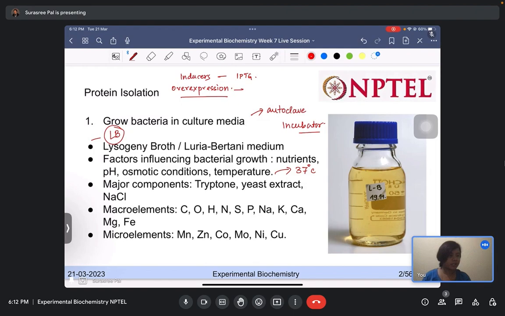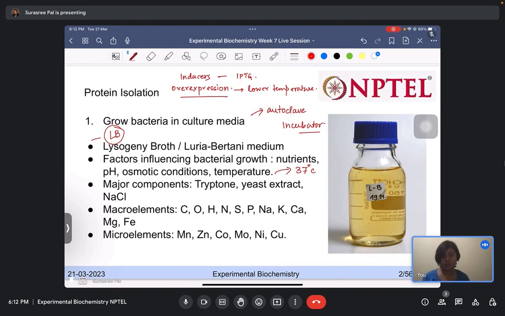So overexpression is done at a lower temperature. Why is it preferred? Because it is not always necessary, but in many cases it is preferred. In lower temperature the proteins tend to be more soluble. The protein which is being overexpressed tends to be more soluble, and we allow this overexpression for approximately 4 hours to 6 hours, or we can go till overnight.